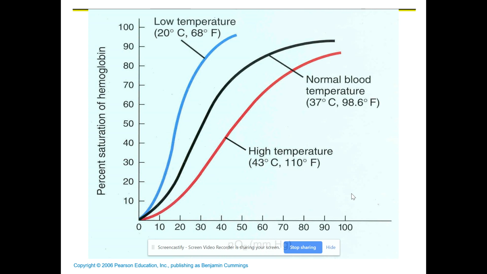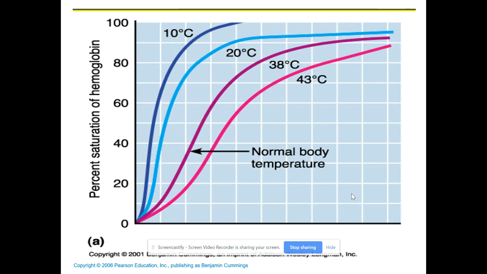Also, the more active a tissue is, the further the curve shifts to the right. So tissues that are working hard get very warm. And when blood gets there, the affinity drops even more. And so even more oxygen is dropped off. It's also dose dependent. So again, the more you change the temperature, the further the curve shifts.